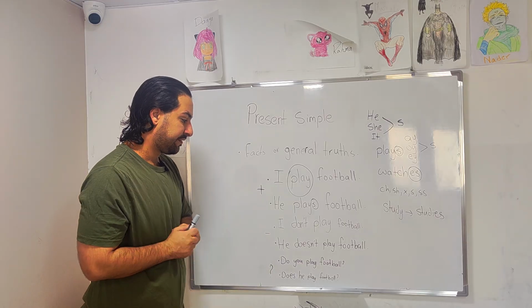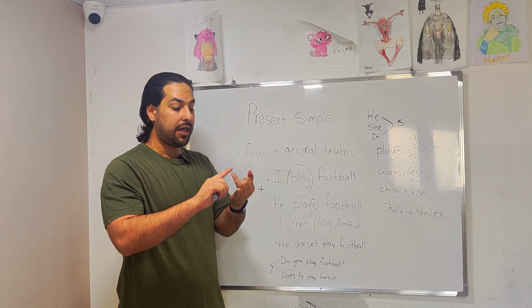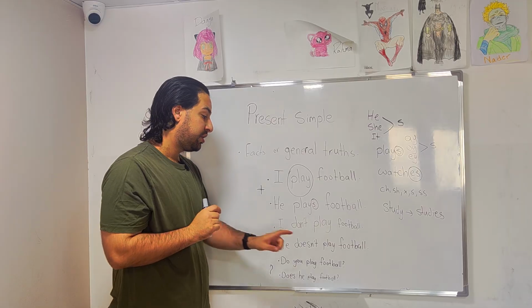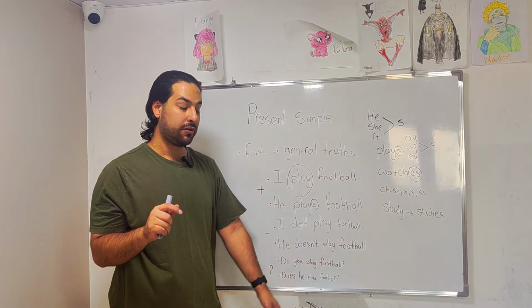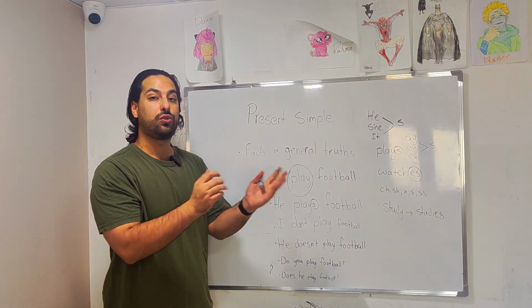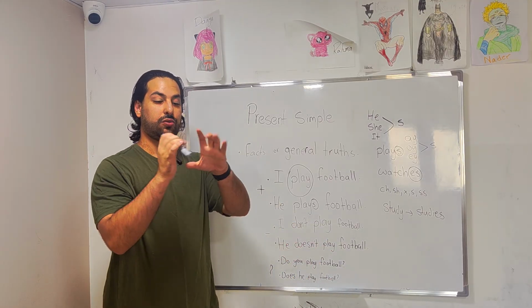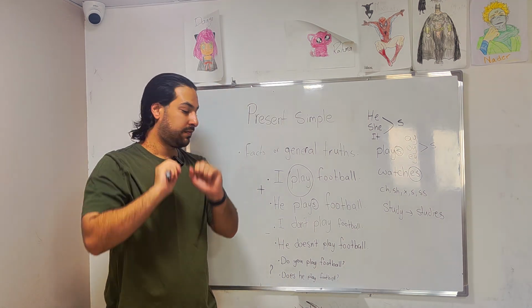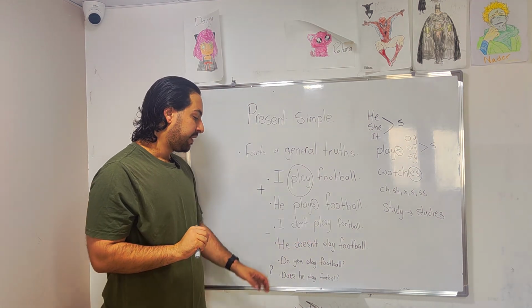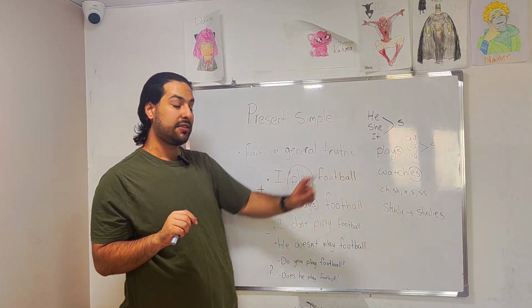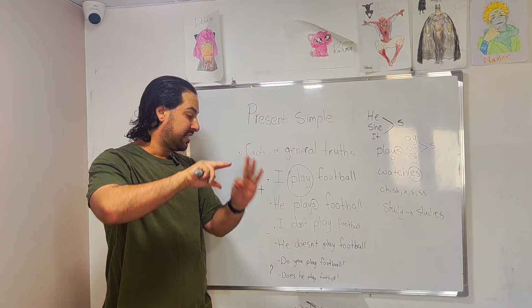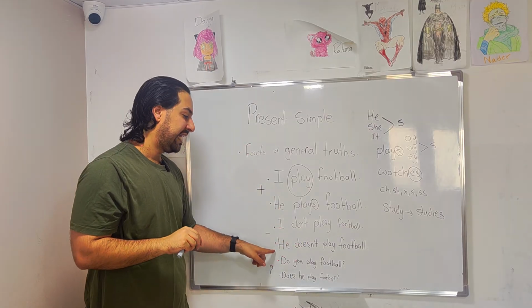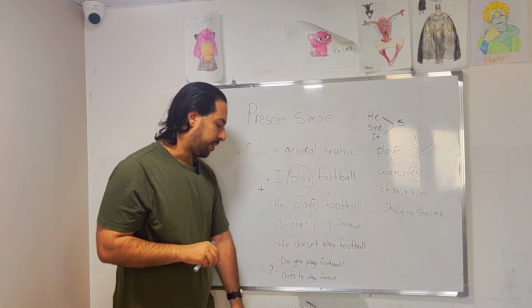And then we have negative. For negative, I, you, they, we, just add don't. I don't play football. Don't is just do not. Short. Do not, don't. Okay, I don't play football. For he, she, and it, we use the verb does. So does not becomes doesn't. So he doesn't play football.